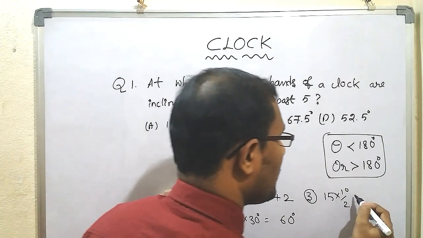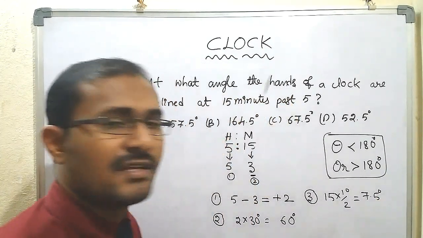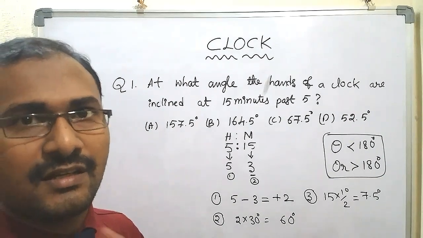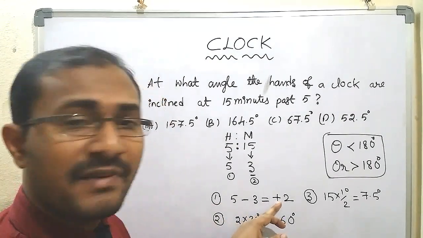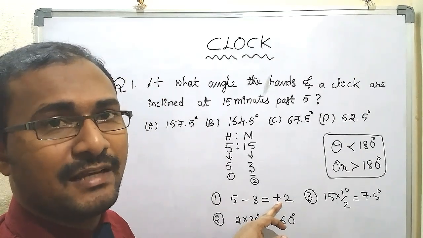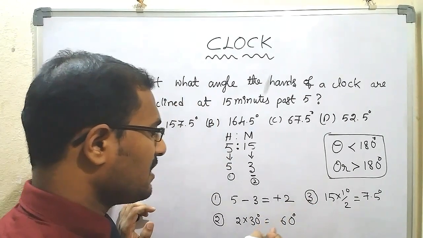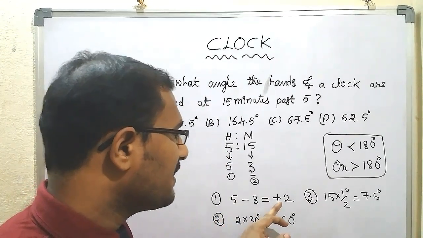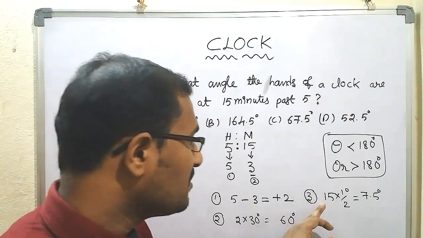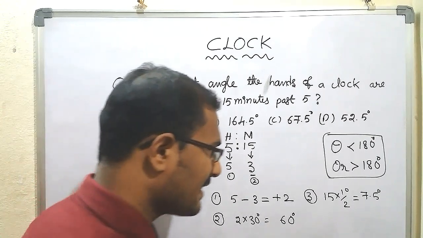15 into half is nothing but 7.5 degrees. Remember, in step number 1, if you are getting a plus value, you have to add step number 3 value to step number 2. In step number 1, if you are getting minus, it means step number 3 value is to be subtracted from step number 2. Okay, like this.